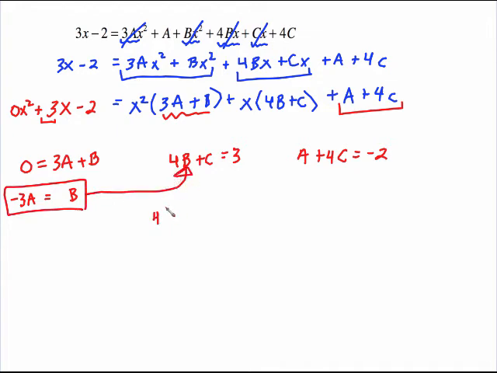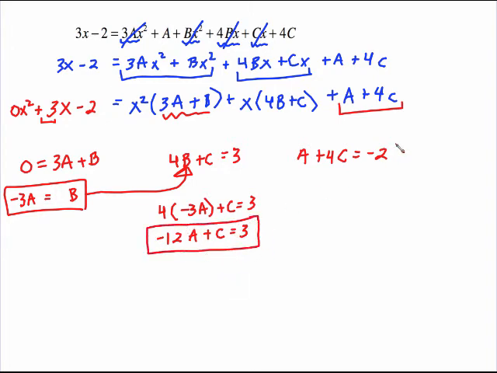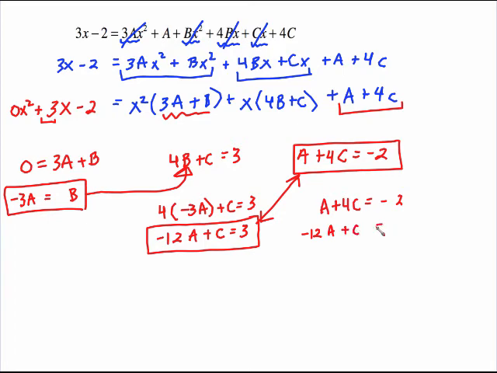So this will be 4 times negative 3A plus C equals 3. Multiply 4, and I get negative 12A plus C equals 3. Now the reason that was a good idea is that now this is an equation with two variables, A and C, and over here is another equation with two variables, A and C. I can put these two equations together in a system and use elimination or substitution and solve. So I have A plus 4C equals negative 2. This is negative 12A plus C equals 3.